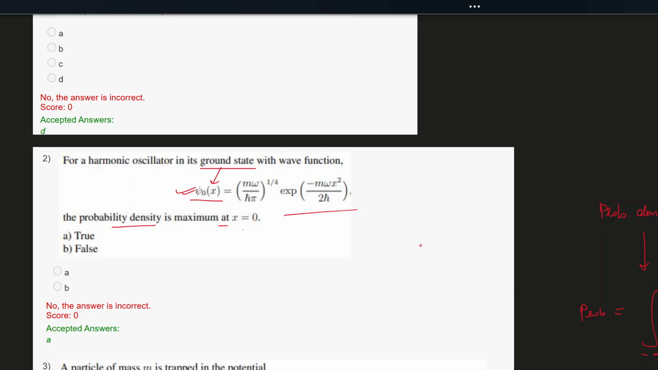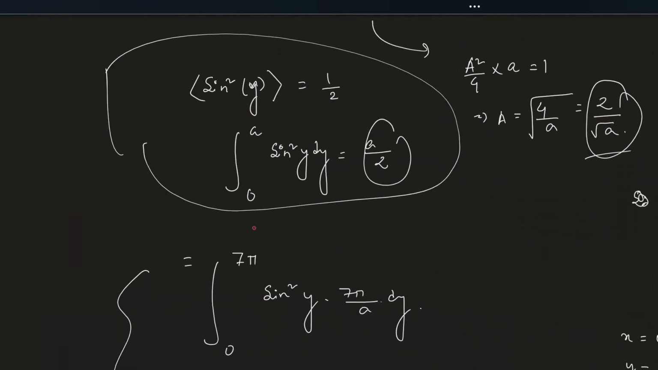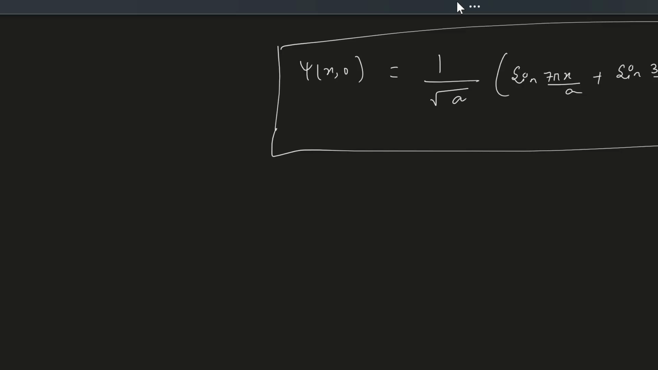But the idea is that this is the probability density expression, and you have the expression of psi naught x given, and from there you have to find out whether that function has a maxima at x equal to 0. So pretty simple, the idea of this problem. Now let us get to solving it actually.